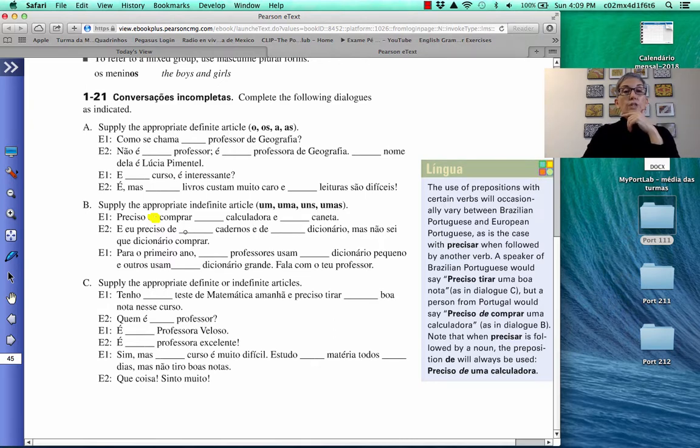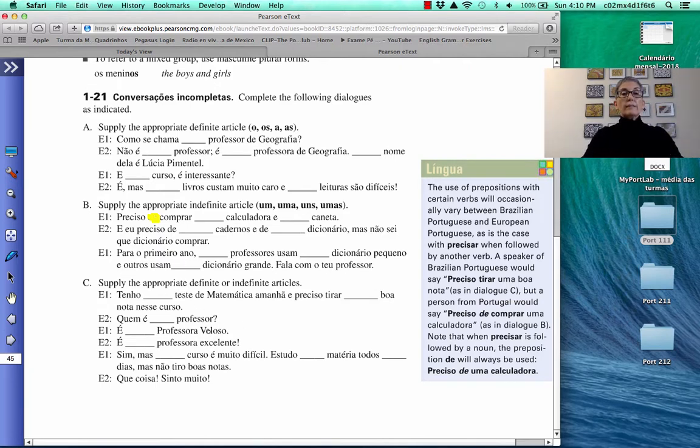Eu preciso de... Now, I need some notebooks, ok? Eu preciso de... Now you have a noun, so you use de, ok? Eu preciso de uns cadernos e de um dicionário, mas não sei que dicionário comprar, ok? But I don't know. Não sei, I don't know. I don't know which dictionary to buy. Para o primeiro ano, ok? For the first year, some teachers use a small dictionary. Então, uns professores usam um dicionário pequeno e outros usam um dicionário grande. Fala com seu professor, né? Talk to him.